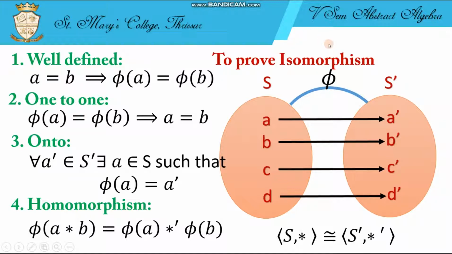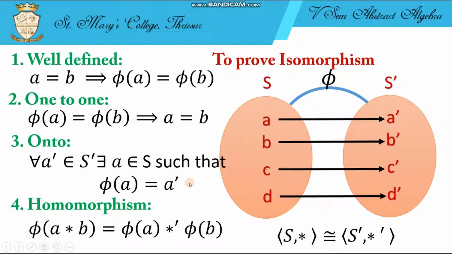Now, a sure question for your examination is how to prove isomorphism. In order to prove isomorphism, you have to prove four things. First of all, you have to prove that phi is a well-defined function from S to S dash. To prove that phi is well-defined, I have to take a equal to b and prove that phi of a equals phi of b. The second thing I have to prove is that phi is one to one. For that, I have to take phi of a equal to phi of b and prove that a equals b. Then the third one is the onto condition. We are all familiar with the onto condition. That is, for every a dash in S dash, there exists an a in S such that phi of a equals a dash.